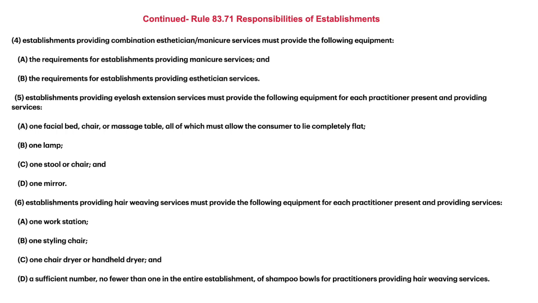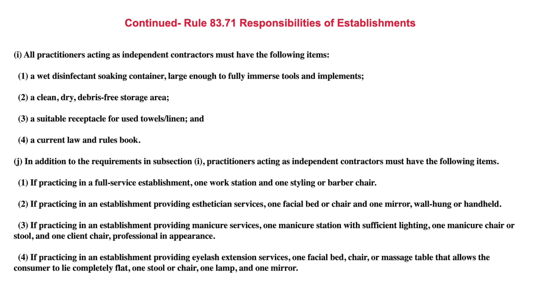6. Establishments providing hair weaving services must provide the following equipment for each practitioner present and providing services. A. One workstation. B. One styling chair. C. One chair dryer or handheld dryer. And D. A sufficient number, no fewer than one, in the entire establishment, of shampoo bowls for practitioners providing hair weaving service.